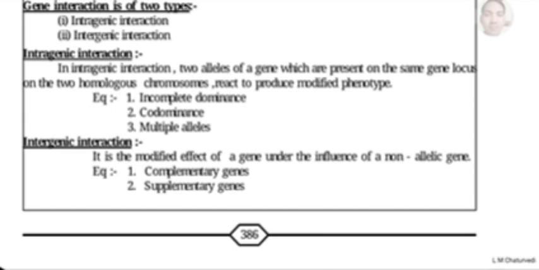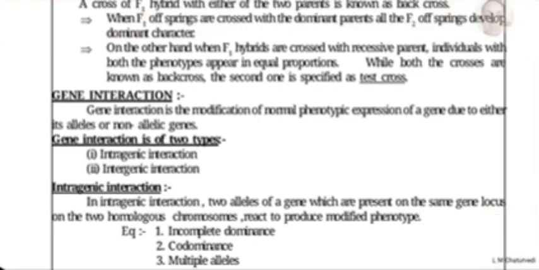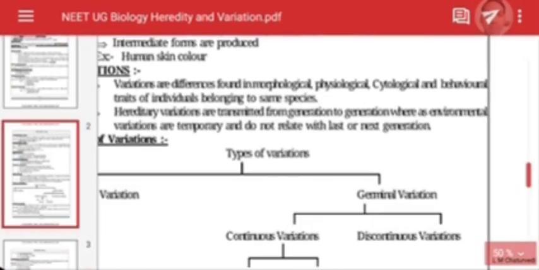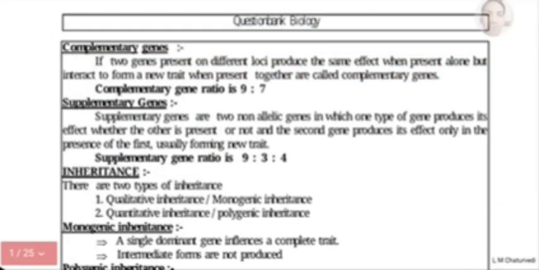So what is the difference between intragenic and intergenic interaction? In intragenic interaction, two alleles of a gene are present at the same locus on two homologous chromosomes. While intergenic interaction is the modified effect of a gene under the influence of non-allelic genes. In such conditions, it can happen. Next, you have to see complementary gene.